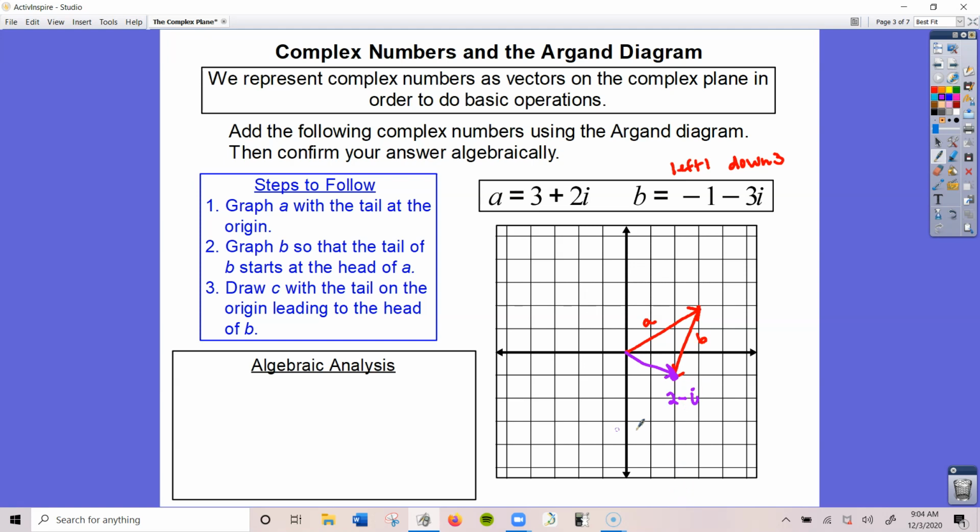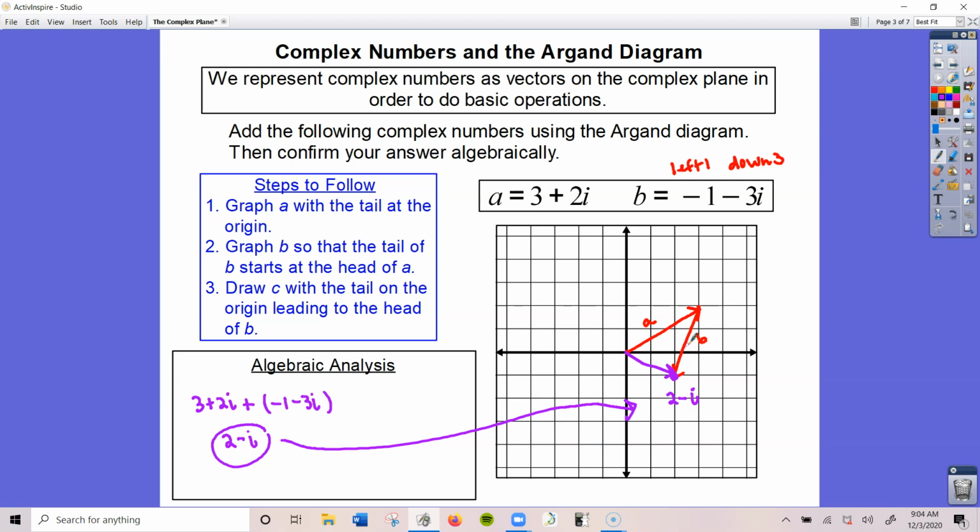Now we're going to do the algebraic analysis, meaning I'm going to take A, 3 plus 2i, and add -1 minus 3i. Here I just combine like terms. 3 minus 1 is 2, and 2i minus 3i is -i. And you see how we end up with the same answer.